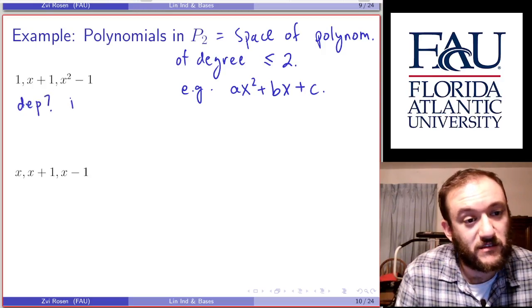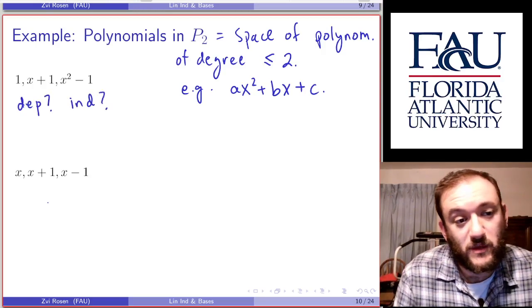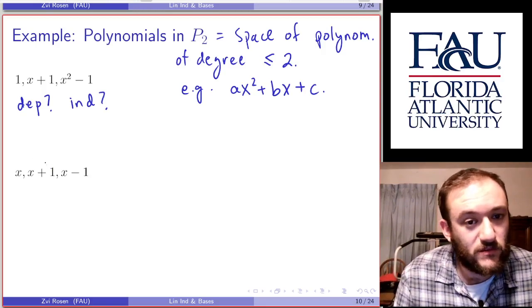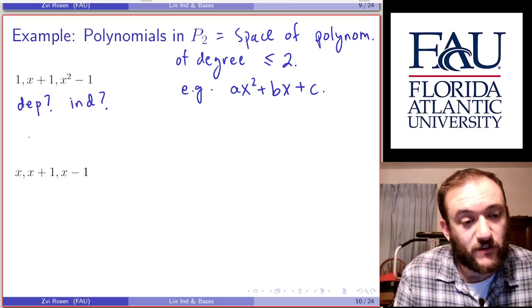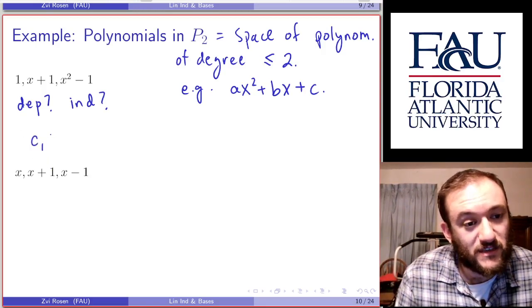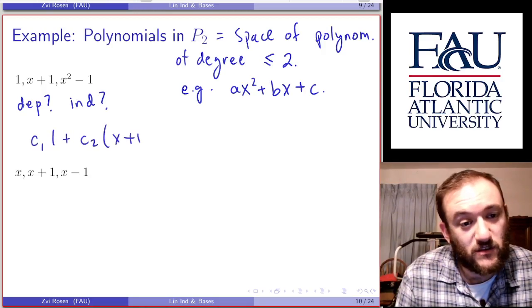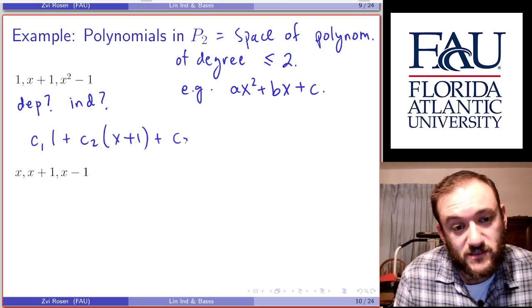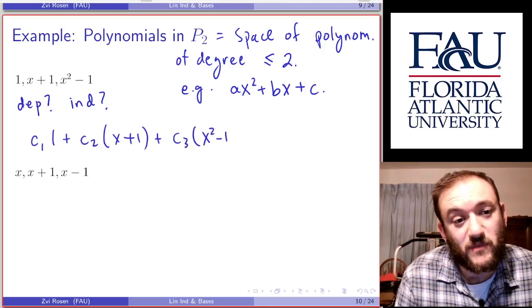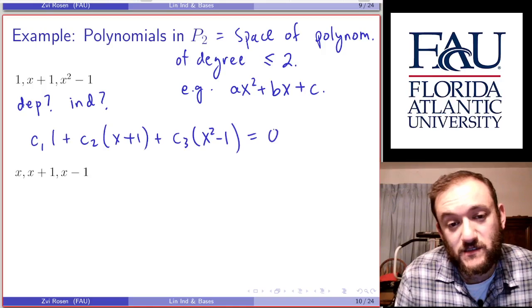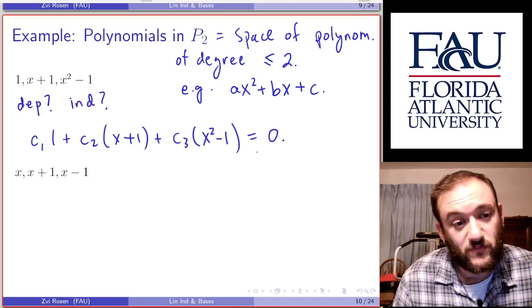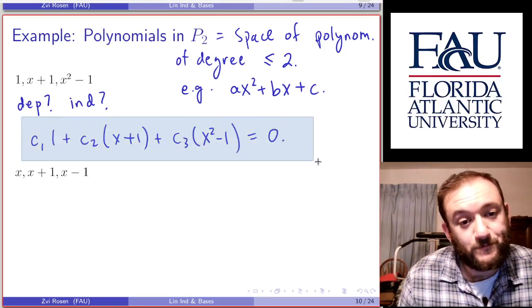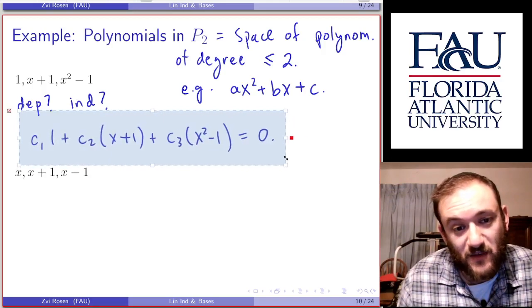Okay, dependent, independent. Well, let's figure it out. If we have c1 times 1 plus c2 times x plus 1 plus c3 times x squared minus 1 equals the 0 polynomial, well, I can figure this out in steps.